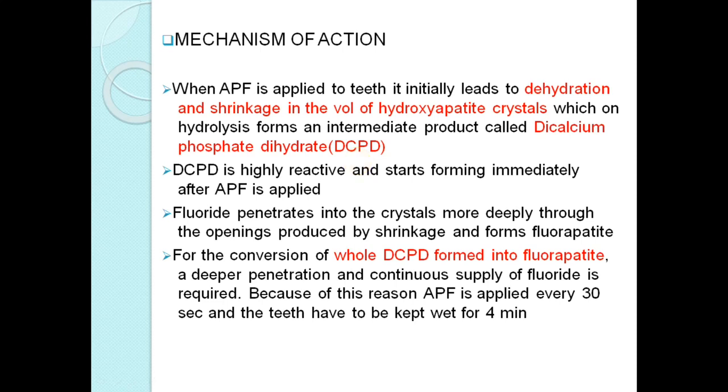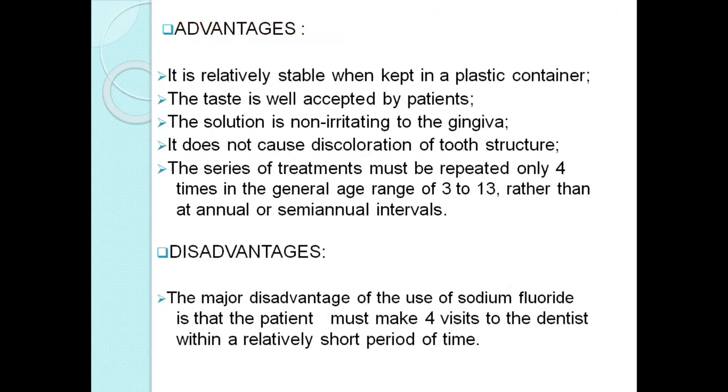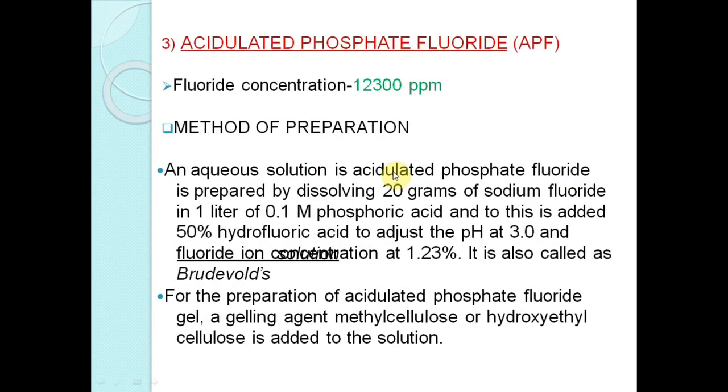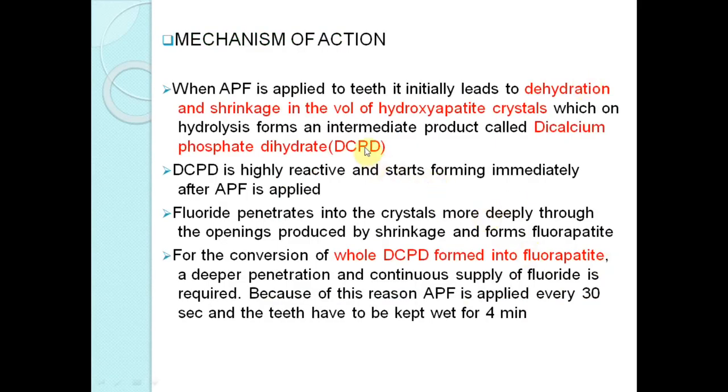So there is no need for confusion. When we apply sodium fluoride, calcium fluoride is formed. When we apply stannous fluoride, calcium trifluorostannate and tin trifluorophosphate are formed. When we apply APF, DCPD is formed. The DCPD is very highly reactive and starts forming immediately after APF is applied. So fluoride penetrates into the crystals more deeply through the opening. Because there was shrinkage and dehydration, this fluoride can easily penetrate to the deeper parts of enamel and forms fluoroapatite. So this DCPD is a crucial product which forms when we apply APF, and it will later be converted into fluoroapatite.